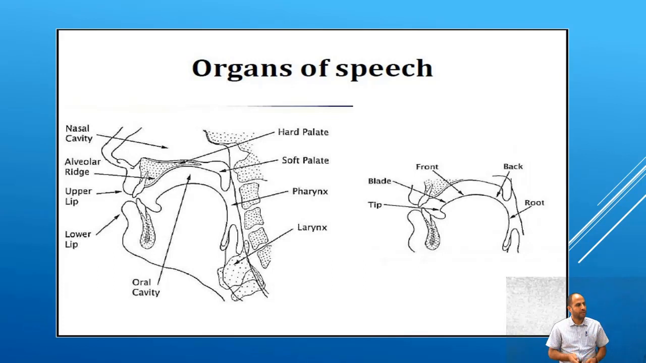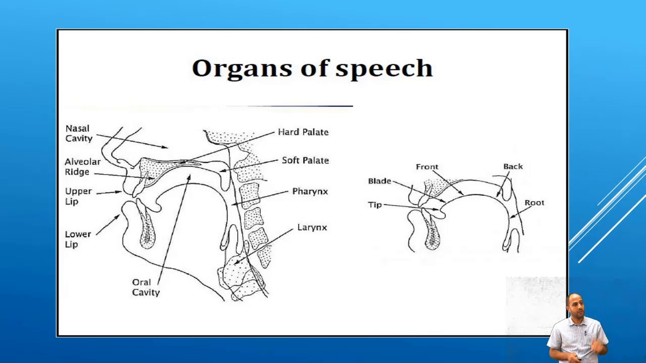We have the alveolar ridge, the nasal cavity, the lower lip, and the tongue with its different parts, starting from the tip and ending with the root of the tongue. And the tongue is one of the most important organs of speech, which is mostly involved in the production of the majority of speech sounds.